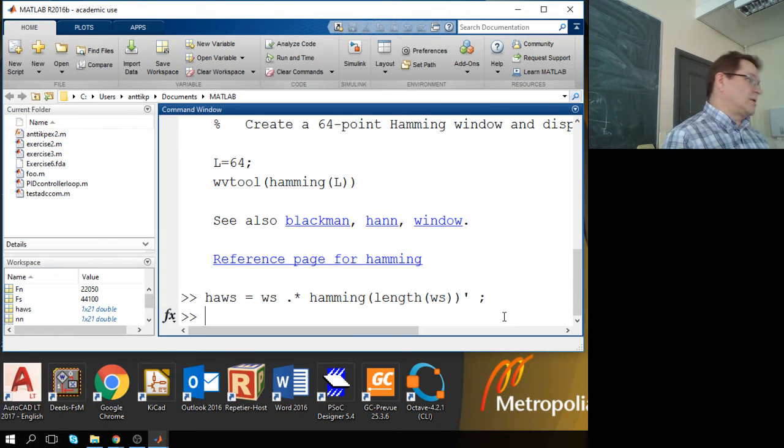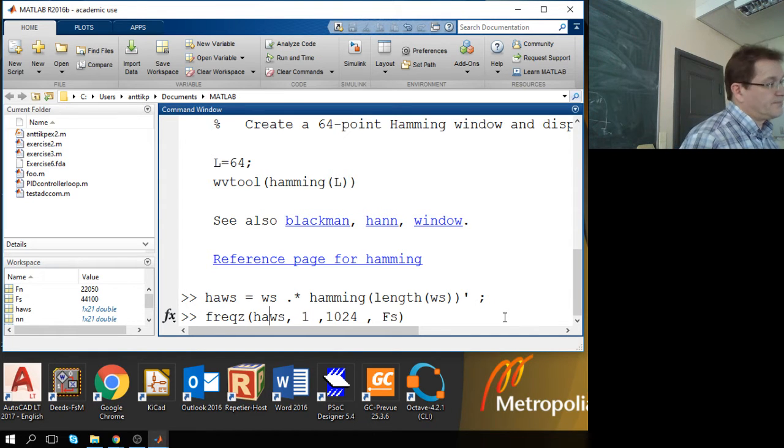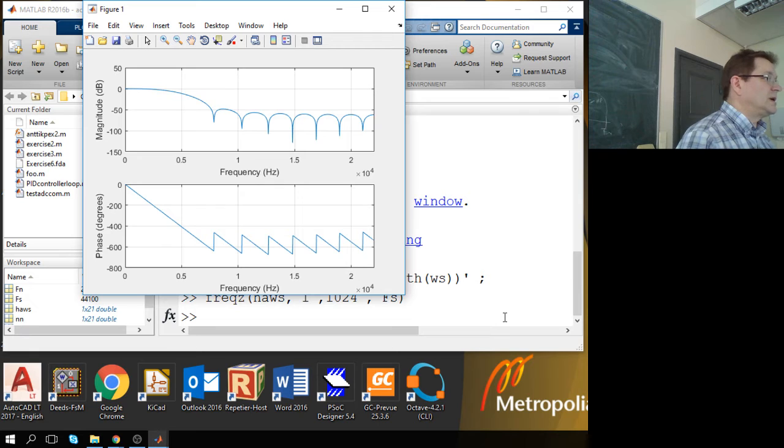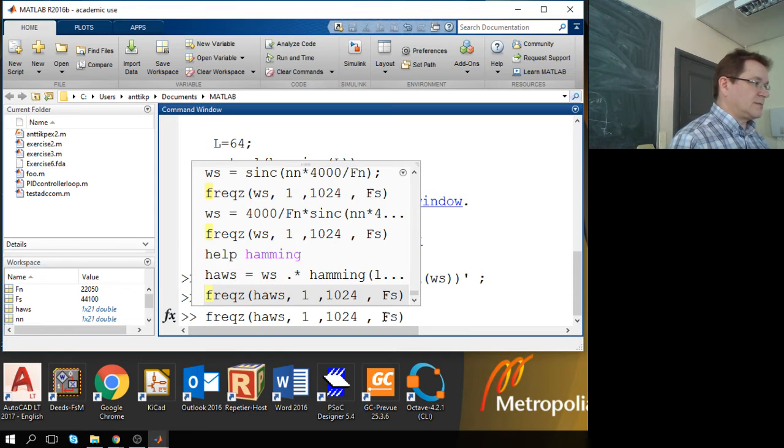All right, so now we have the window. Let's see what it looks like. The frequency response of the Hamming window sinc. Excellent. So compared to the previous one, let's compare.